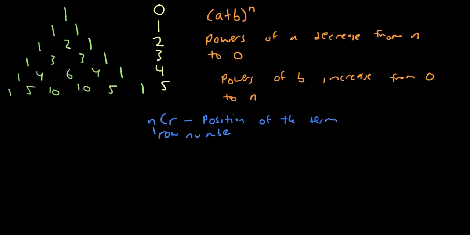So let's take a look at what this means. So let's take row 2 as an example. In row 2, we have 1, 2, and 1 as our coefficients. So n is going to be equal to 2. Now, the positions of each term start at 0, just like the rows start at 0. So this is going to be position 0. This is going to be position 1, and this is going to be position 2.